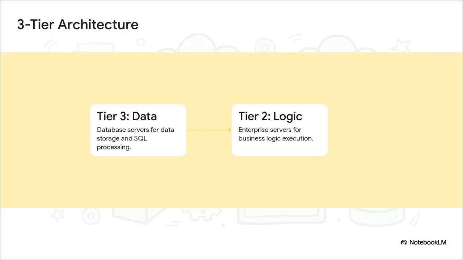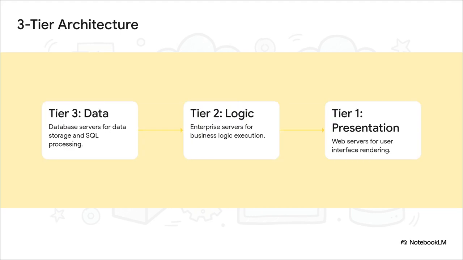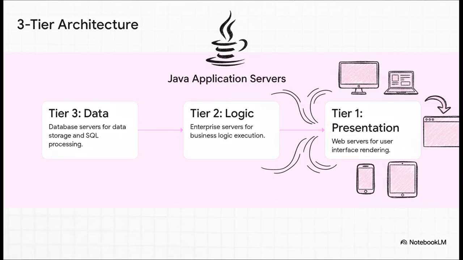Okay, so JDE's architecture has three main tiers. Everything starts at the bottom with the data tier. Sitting on top of that is the logic tier. You can think of this as the engine room. And finally, we have the presentation tier. This is what delivers the user interface right to your browser.